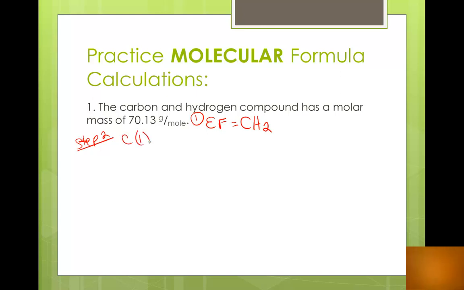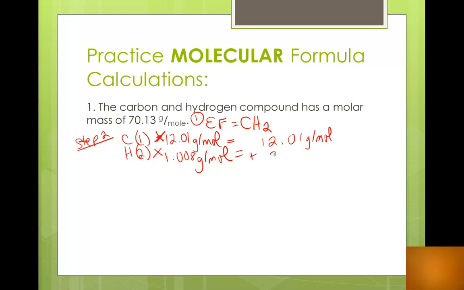So I have one carbon atom, I have two hydrogen atoms, I get the mass off my periodic table, which for carbon is 12.01 grams per mole. Hydrogen is 1.008 grams per mole. And I'm going to multiply these values. Notice I'm only significant to this place.